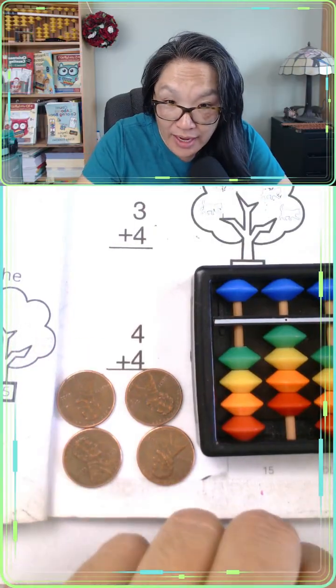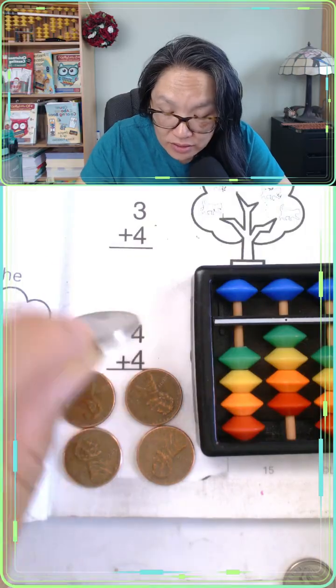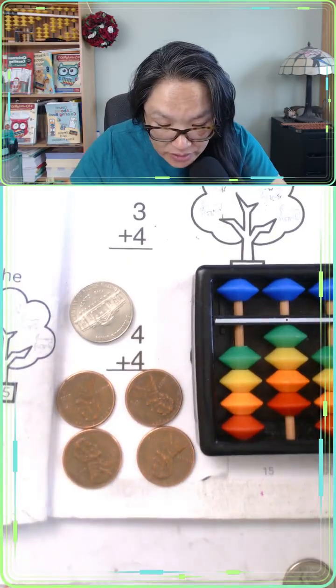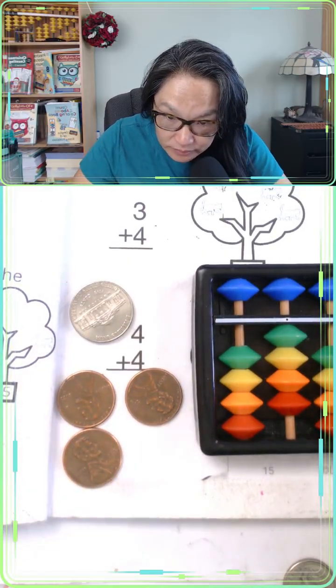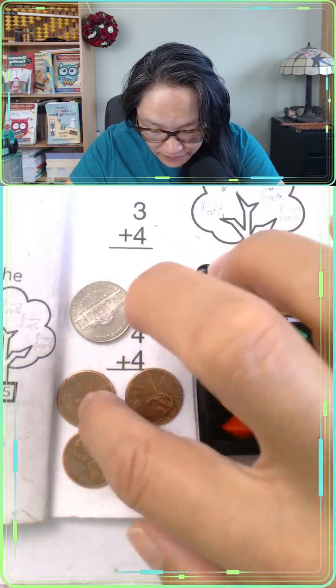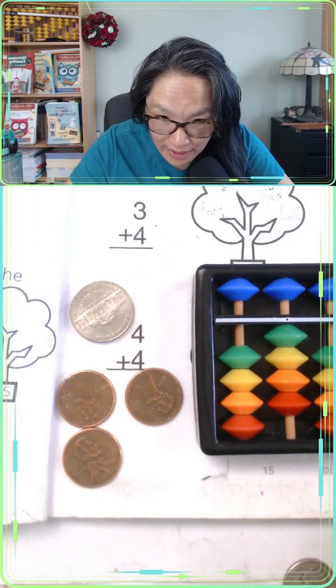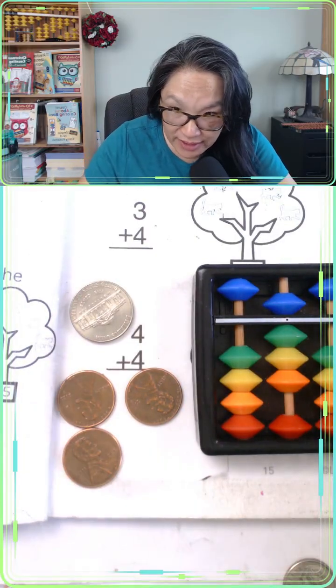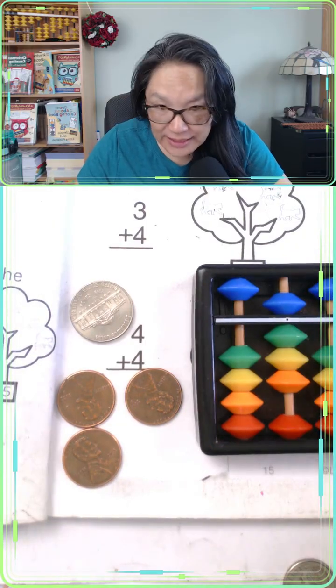Well, guess what? I have a nickel. Because I have a nickel, I'm going to give you my nickel, but that's too much, right? What am I going to do? I need to take away 1. So my final answer is 8. 5, 6, 7, 8. I could show you on my abacus. 5, take away 1. So my final answer is 8. 5, 6, 7, 8.